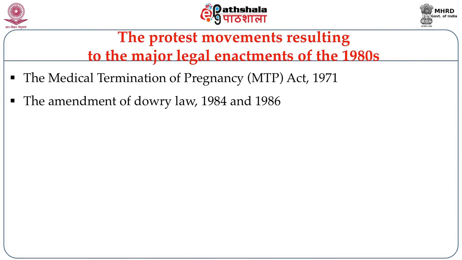Along with that, we have the 1971 Medical Termination of Pregnancy Act for safe scientific abortion, but it again got associated with female feticide, and for that, there were agitations against female feticide. There was a central legislation banning prenatal sex selection tests, so that it cannot facilitate female feticide.